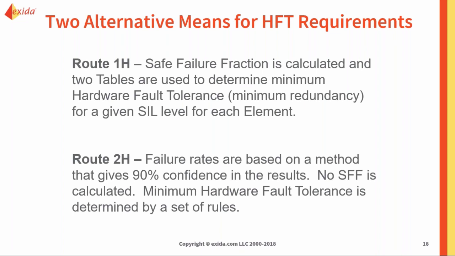In changing the Route 1H equation, it made it very difficult for simple mechanical devices, something like a valve or an actuator. It made it very difficult for those devices to meet the safe failure fraction, since they didn't really have many safe failures or those internal diagnostics to help that number. Because of that, a lot of simple mechanical devices were not necessarily passing Route 1H any longer. So they introduced an alternative method in the 2010 version of the standard called Route 2H.